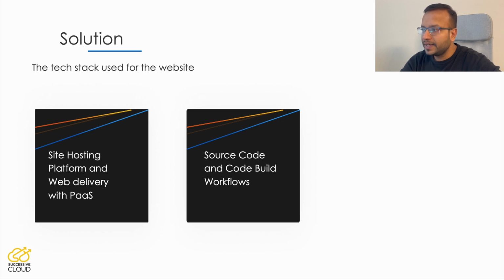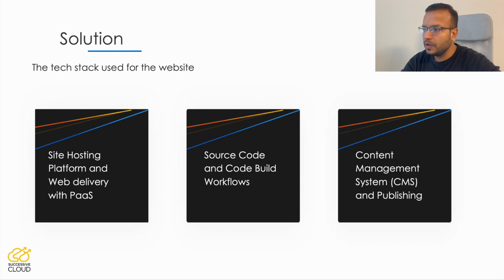Now, the second part of the architecture is source code and build workflows. We are enabling DevOps capabilities such as GitHub and GitHub Actions to automate, customize, and execute software development workflows right in the repository. And the last part is the content management system and publishing. This is the most important element for this website, and for this we are using Storyblok CMS, which is used for creating better content experiences across any digital channel.